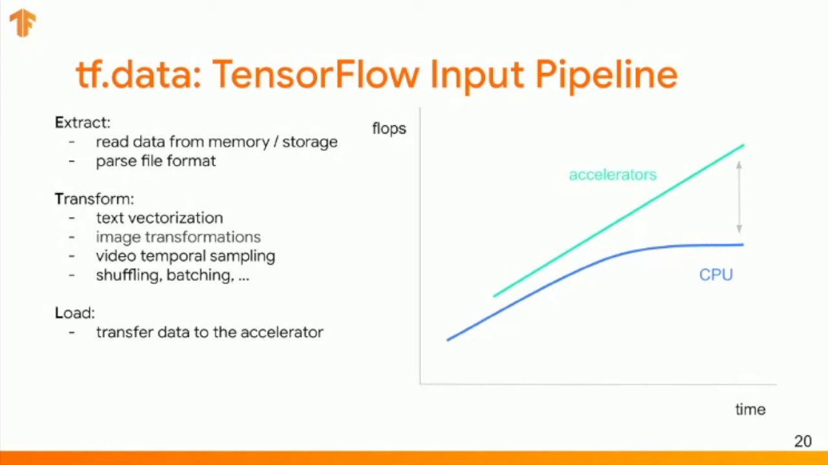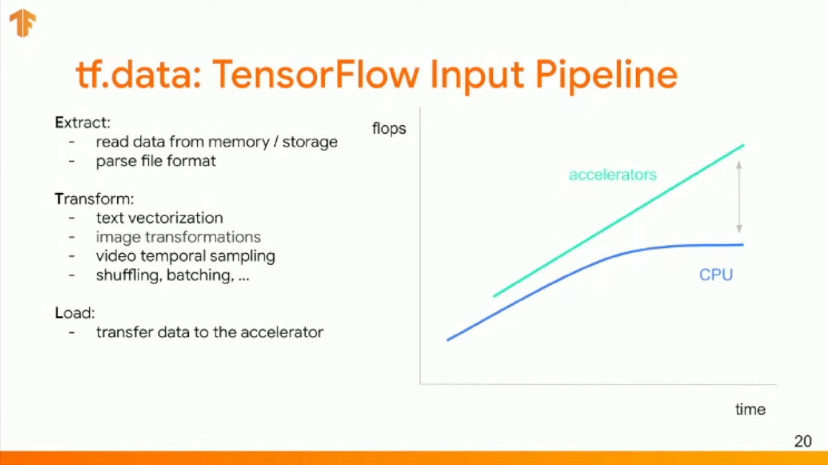Then we do the transform step. Depending on the raw data that we have, we might need to do some transformations to be able to use it properly. So we can do text vectorization, image transformations, video temporal sampling, shuffling, and batching. And then we need to load the data, right? We need to load it to be able to work with it, and to the accelerator.